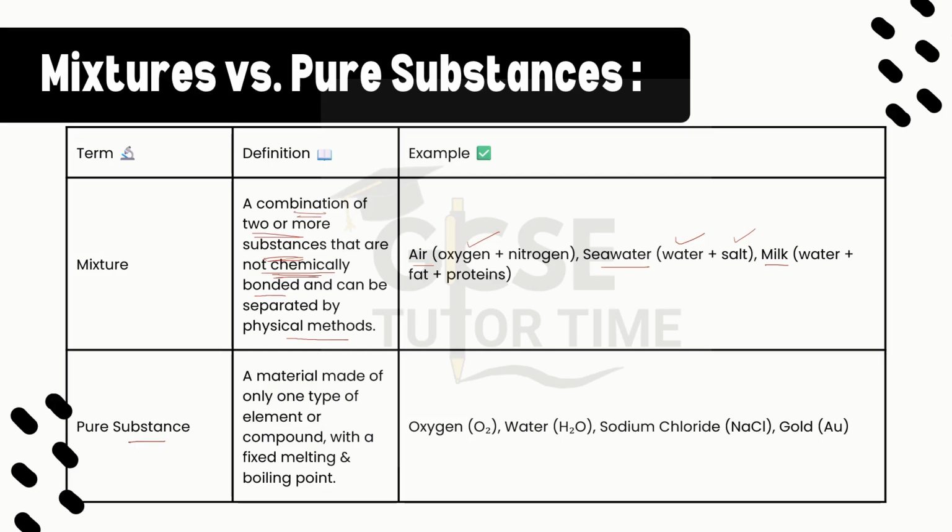Now, pure substances: a material made up of only one type of element or compound with a fixed melting and boiling point. For example, oxygen, water, sodium chloride, gold. They all are pure substances, that is, nothing is mixed with them.